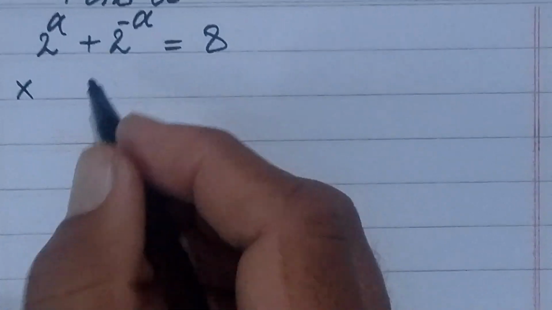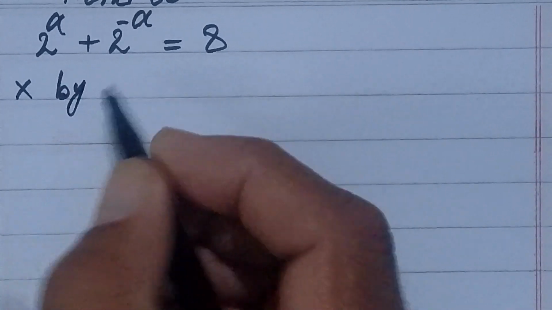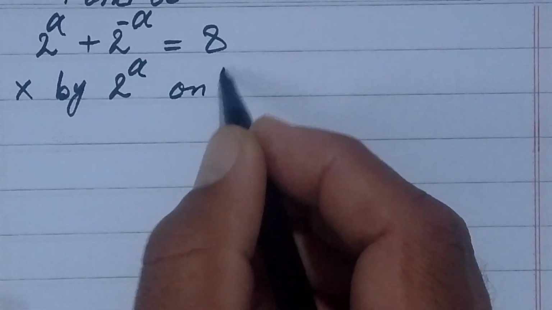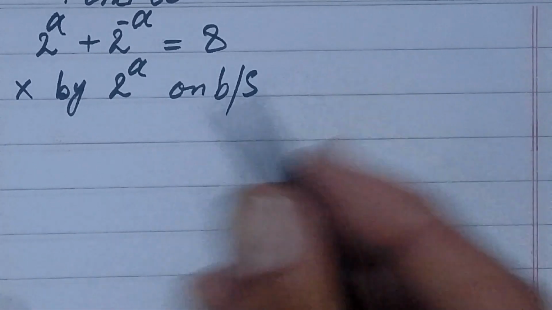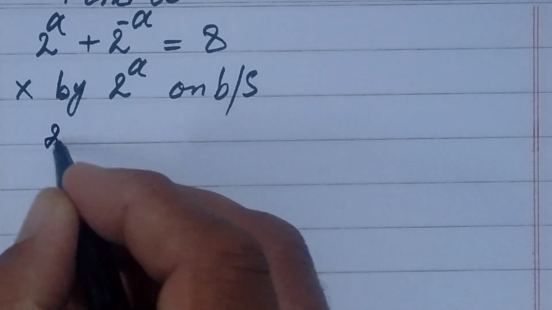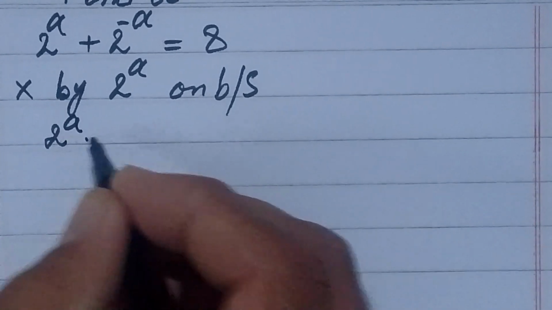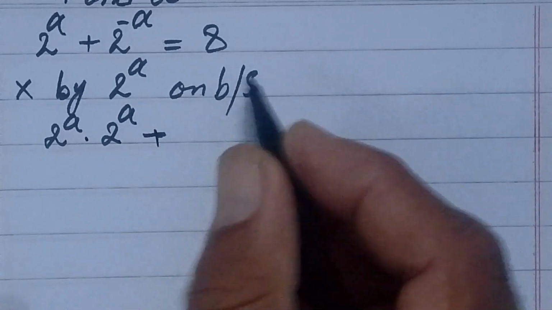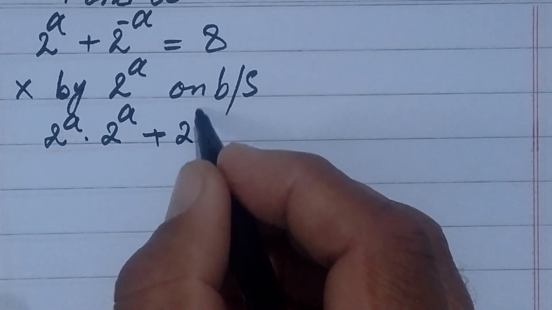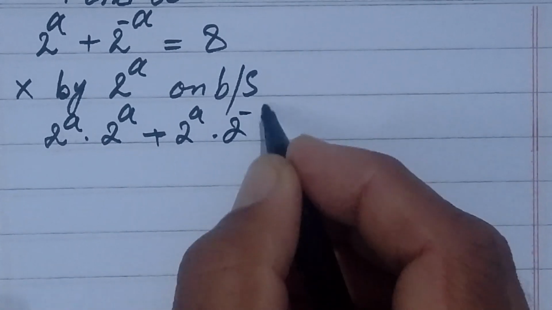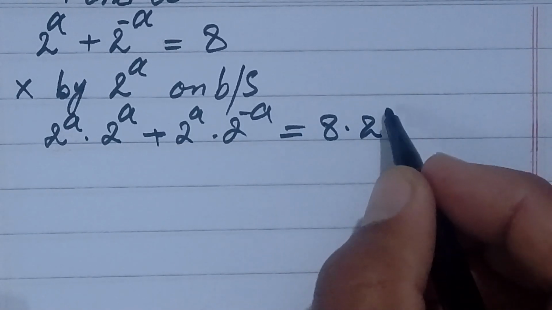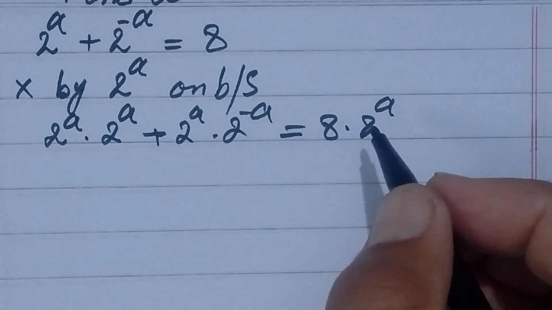Multiplying by 2 raised to the power a on both sides. Therefore, 2 raised to the power a into 2 raised to the power a plus 2 raised to the power a into 2 raised to the power minus a is equal to 8 into 2 raised to the power a.